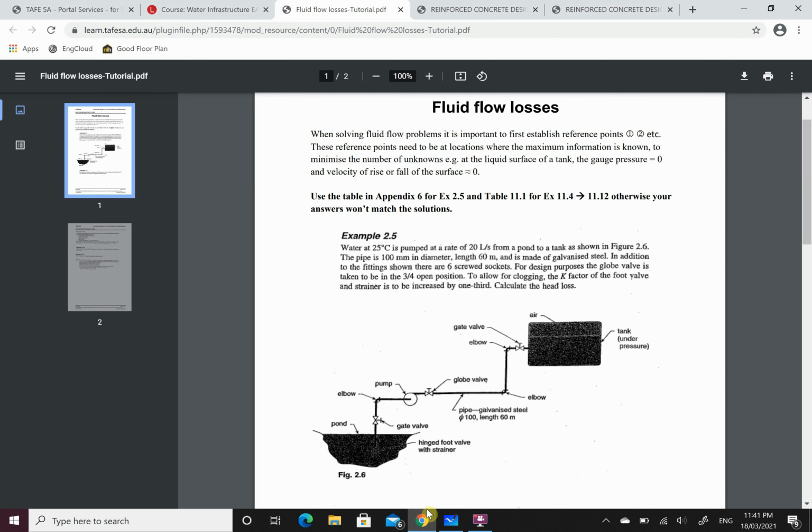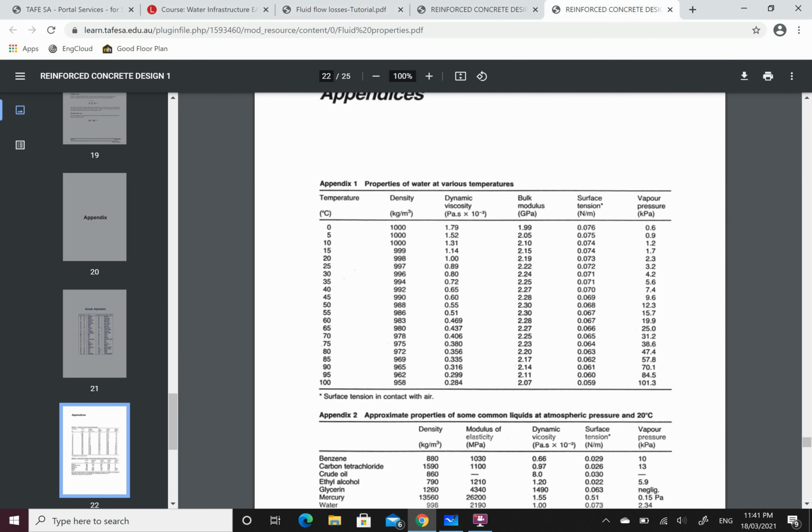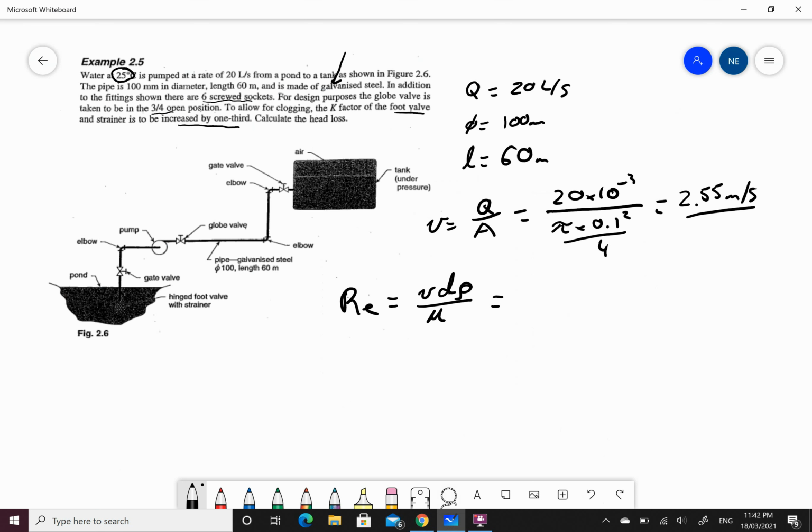So let's go find it. Now, it's in our first week notes in the appendix. Alright, we have the properties of water at various temperatures. So temperatures here, going for 25. So at 25 degrees, my density is 997 kilograms per meter cubed. So it's not quite 1,000, drops off a little bit. And my dynamic viscosity is 0.89 times 10 to the negative 3 pascal seconds. So let's use them, and let's come back here.